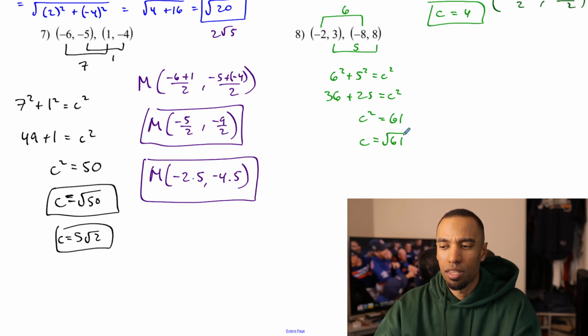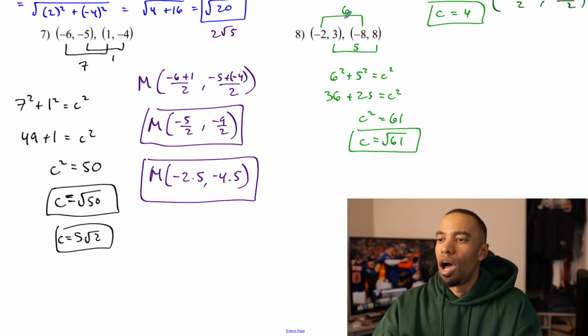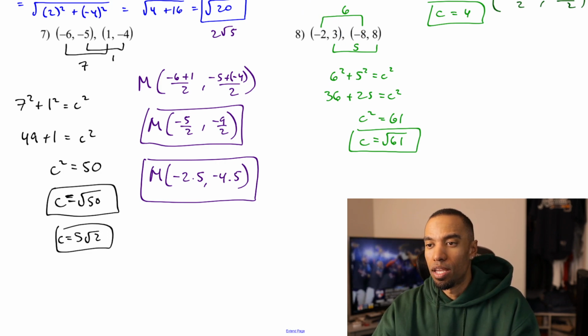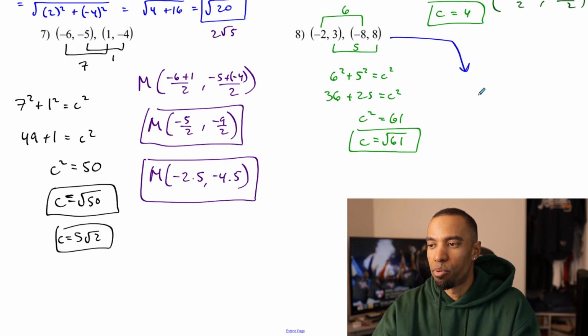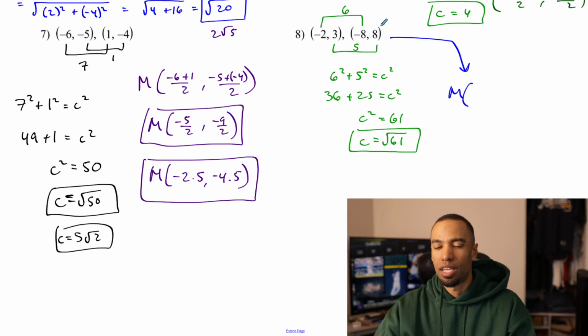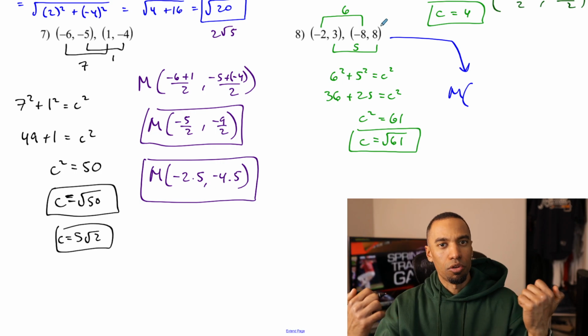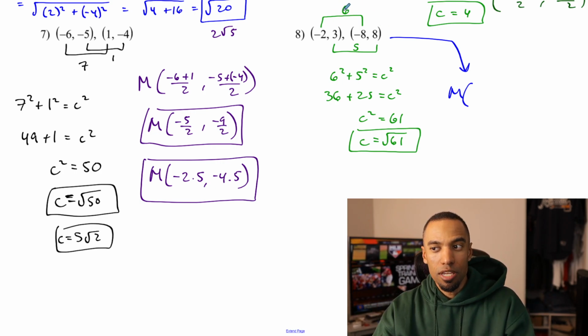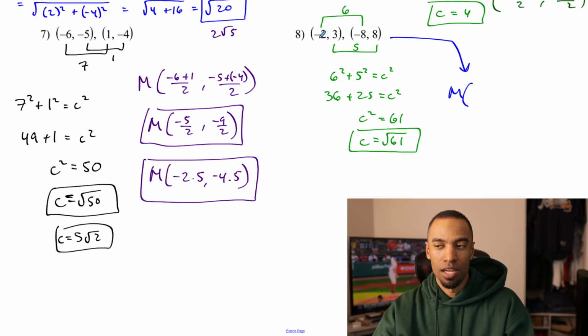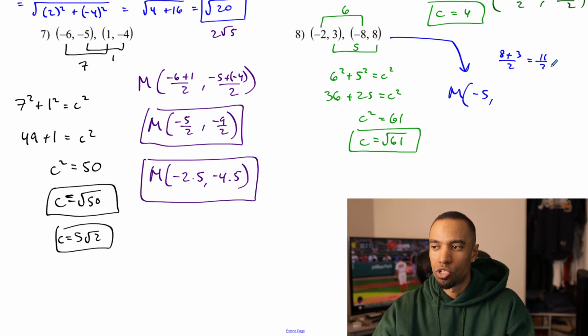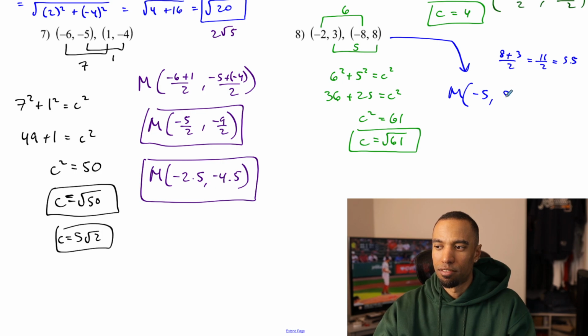Was there a 61 before? I think there was. But it's a different set of points, right? And also a different midpoint. So the midpoint right here, we're going to find half the distance between negative 2 and negative 8. That's negative 5, right? If they're 6 away from each other, half that distance is 3. 3 away from these guys is negative 5. Let's average 8 and 3. 8 plus 3 over 2 is 11 over 2, which is 5.5. So negative 5 comma 5.5 is that.